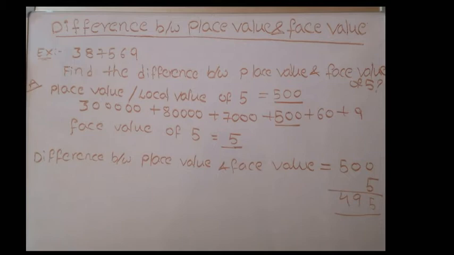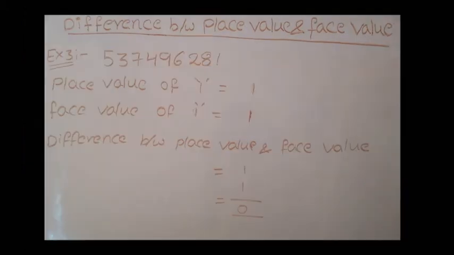In this example, the place value of 5 is 500. That means 5 is in hundreds place. So 5 into 100, 500. Next, the face value of 5 is 5 itself. Now calculate the difference between place value and face value of 5. Subtract 5 from 500. You will get the difference. 500 minus 5 equal to 495.